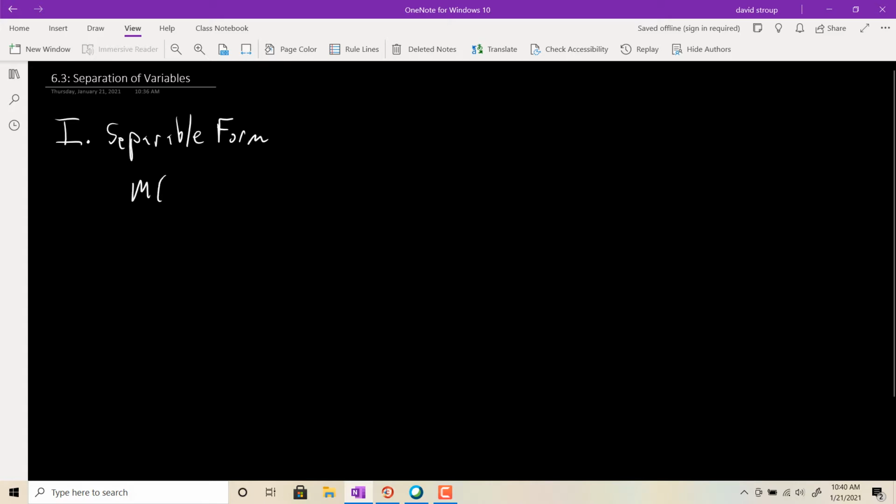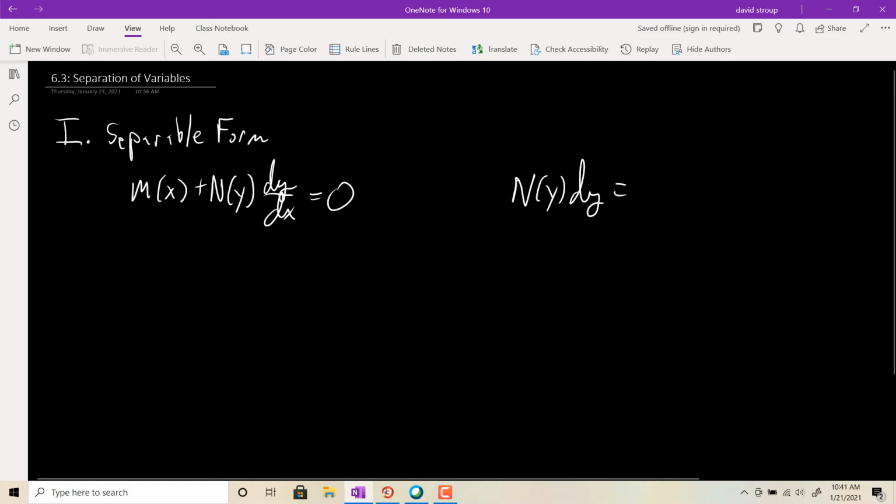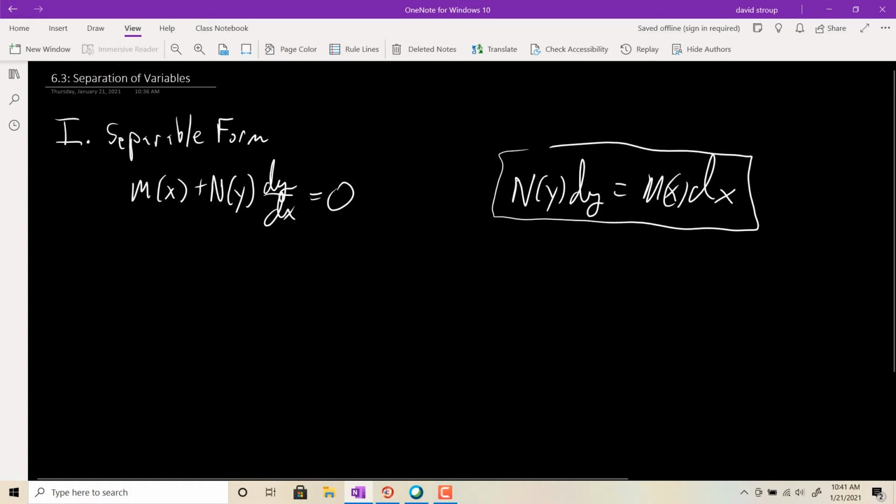So you're going to have some function of x plus some function of y times the derivative of y equals 0. It may be in that form, but the main idea is that you're capable of getting something like a function of y on one side with dy, and then a function of x on the other side with dx. In my opinion, that's how you would view it. It's not always possible to separate it.